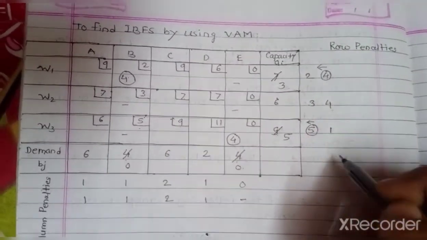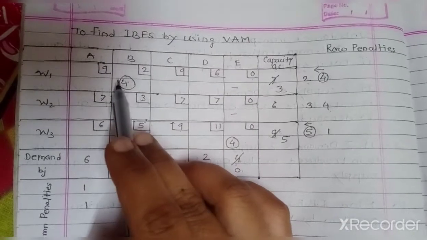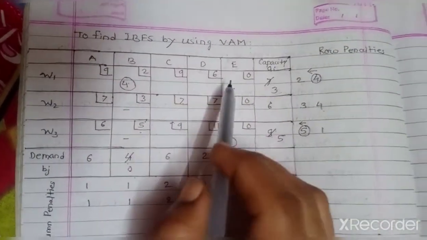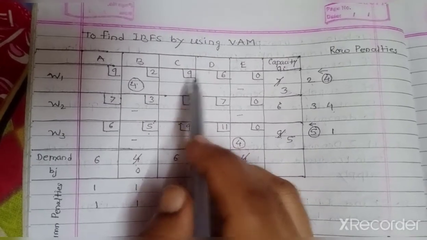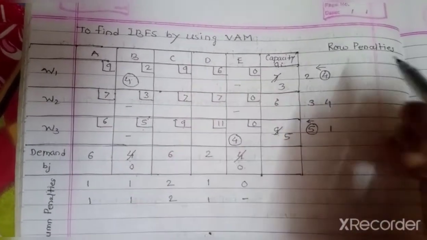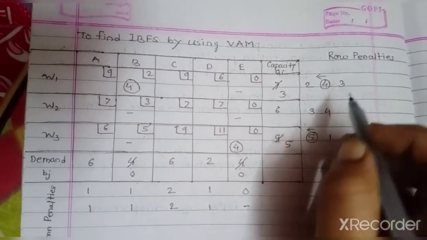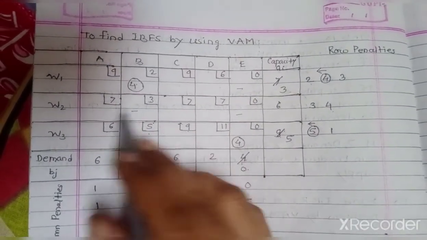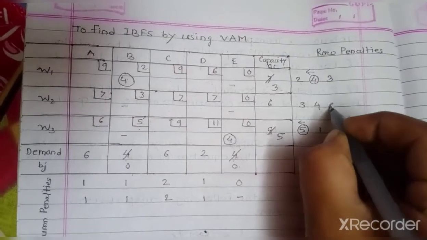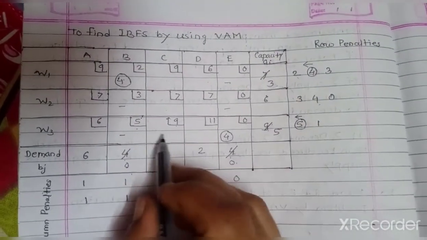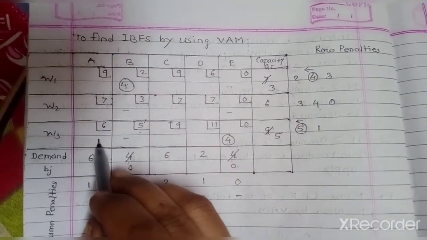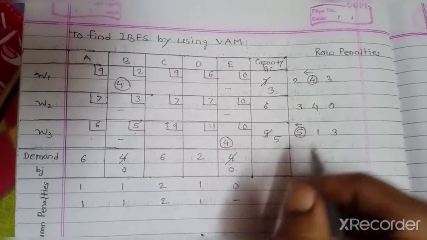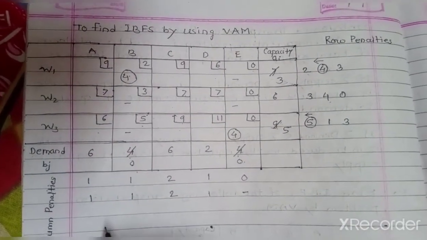Again find out the row penalty. At that time we have to except this column, because this column is 0. So the minimum cost is 6, next least cost is 9, difference between them is 3. Here the least cost is 7, next least cost is also 7, so the difference between them is 0. In the next row, the least cost is 6, next least cost is 9, difference between them is 3.